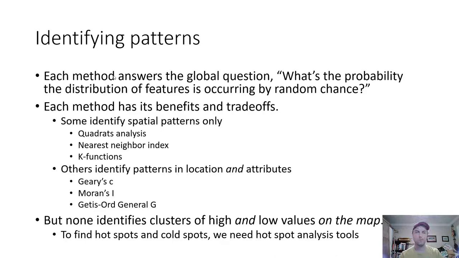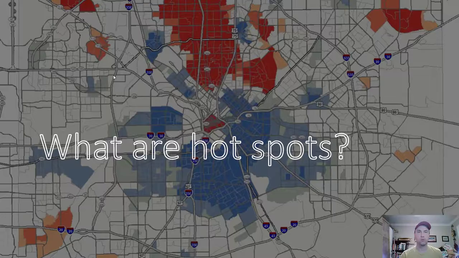But none of these identifies clusters of high and low values on the map. Moran's I can identify high clusters or low clusters with outliers, but it can't actually identify both high and low. To find hot spots and cold spots, which would be clusters of high and low values, we need a hot spot analysis tool. Before we get into that, let's answer the question, what are hot spots?